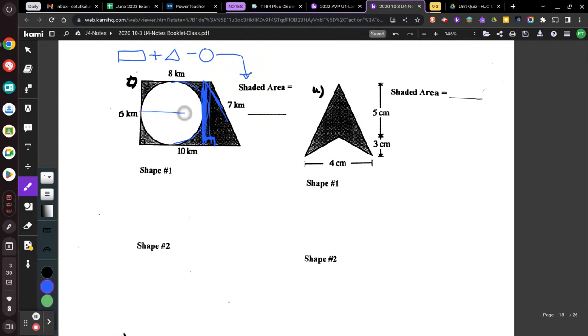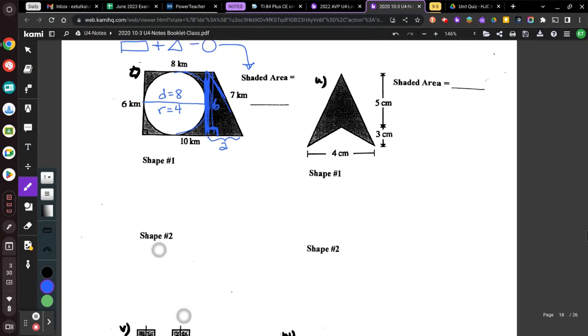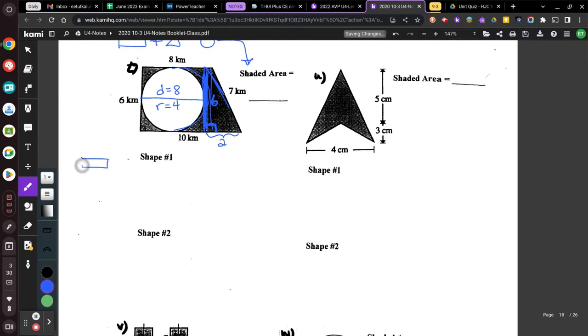So if my diameter is 8, that means my radius is 4. And that means this down here is 2 because 2 and 8 have to make 10. All right, and that means the height then is a 6, the height of that triangle. So shape 1, we're going to do the rectangle. So length times width, 8 times 6, we're going to have 48 kilometers squared.